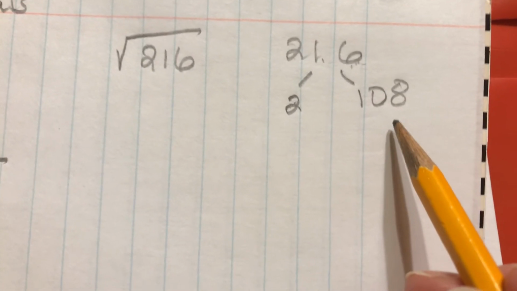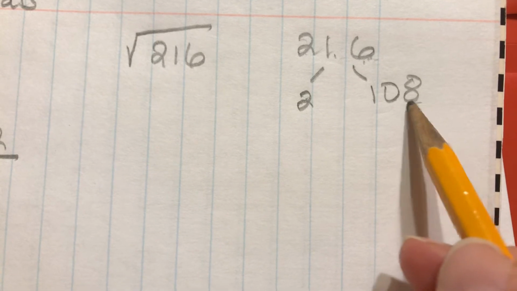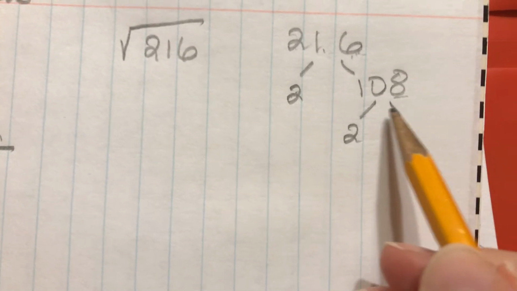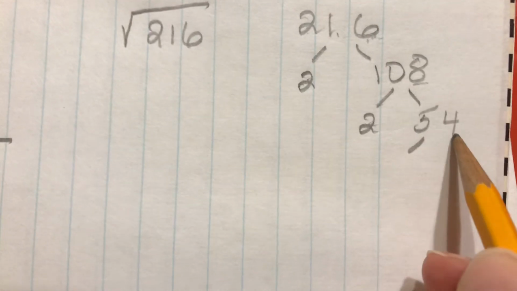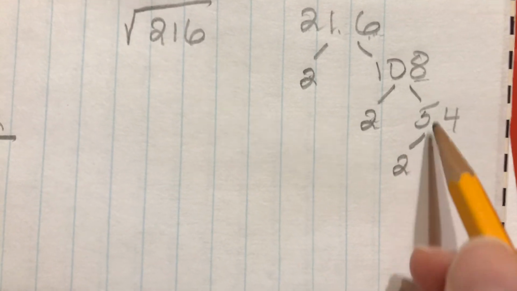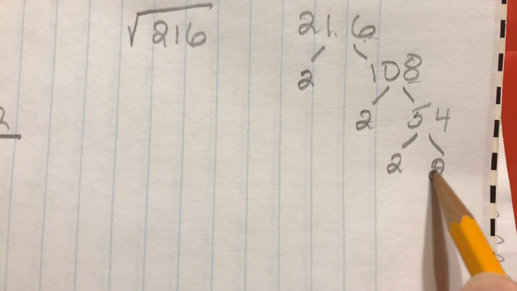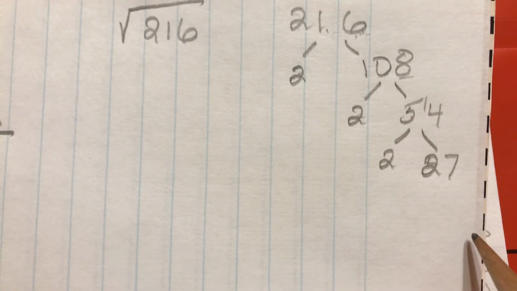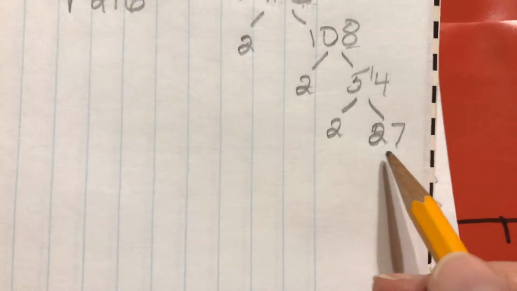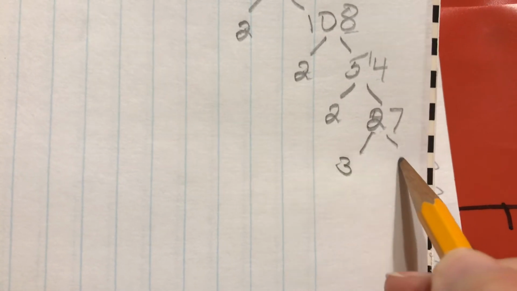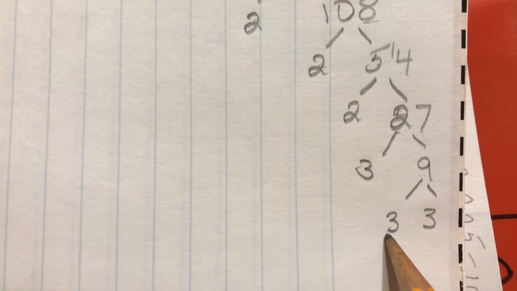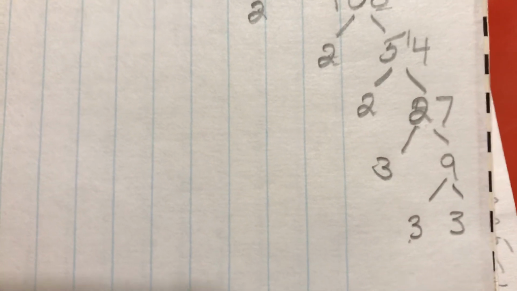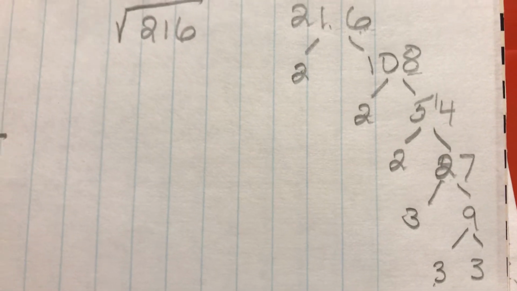Am I done? No, because this is an even number, so it can be divided by 2 again. 2 into 10 is 5, 2 into 8 is 4. Am I done? Nope. 4 is even, so I know I can go there. 2 into 54 is 27. That's not even, but I also know it's not prime, because 3 times 9 is 27. And 9 is not prime, so I'm going to go 3 times 3. Now remember, this is prime. We can't have a 1 in here, so that won't work. A prime number has 2 factors, 1 and itself.